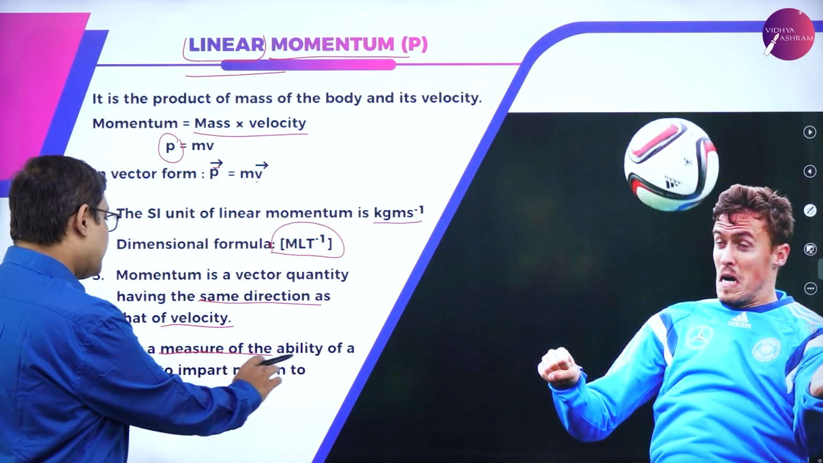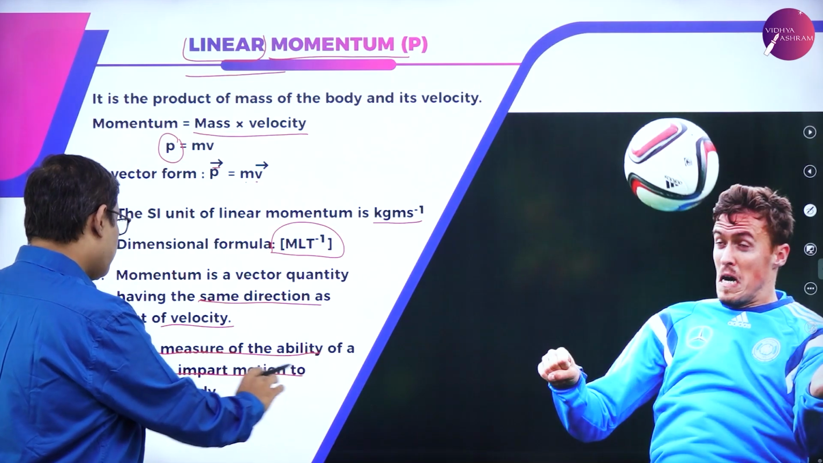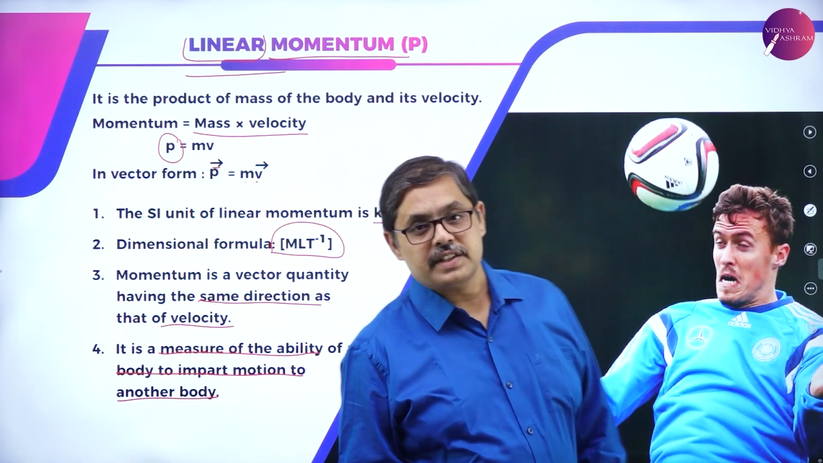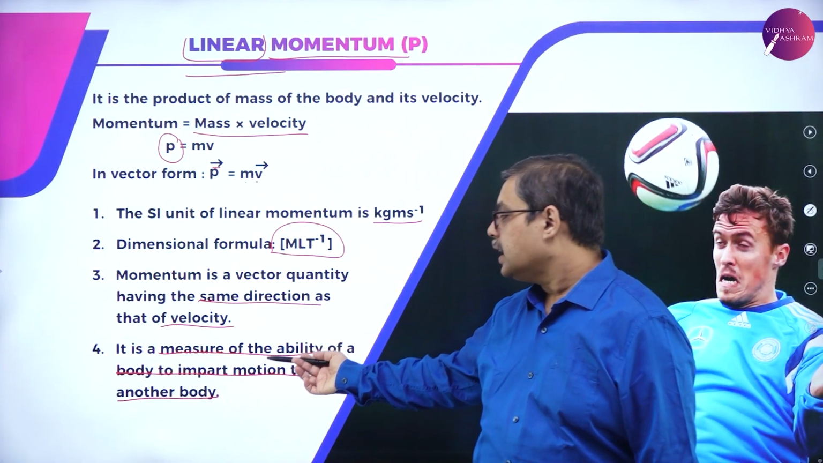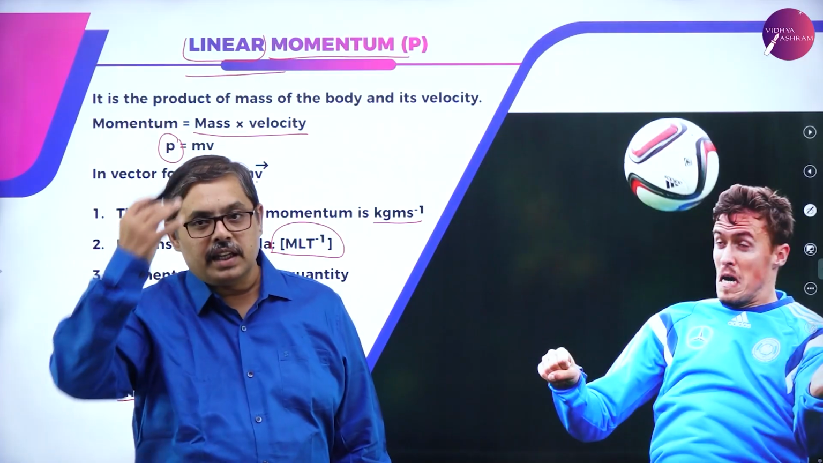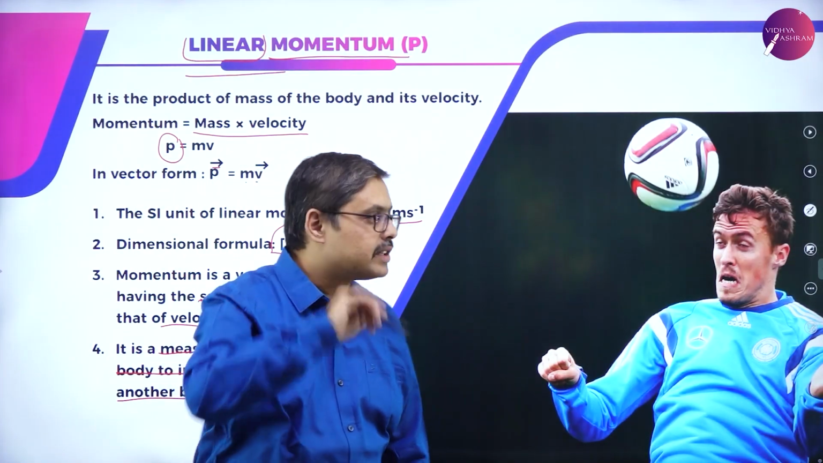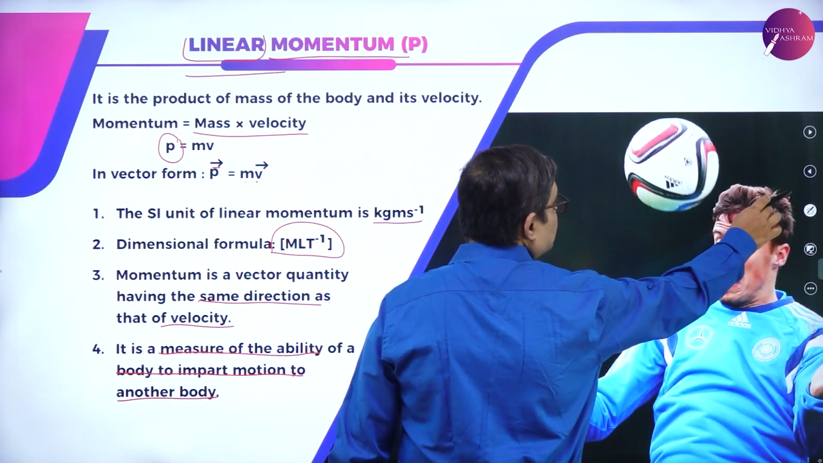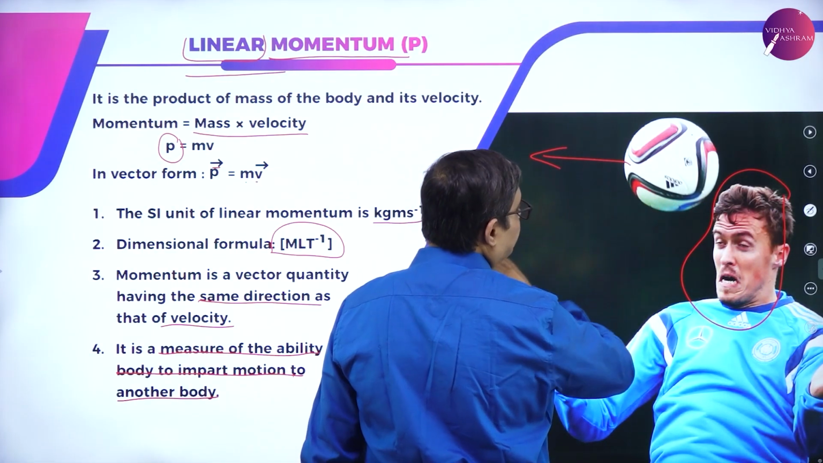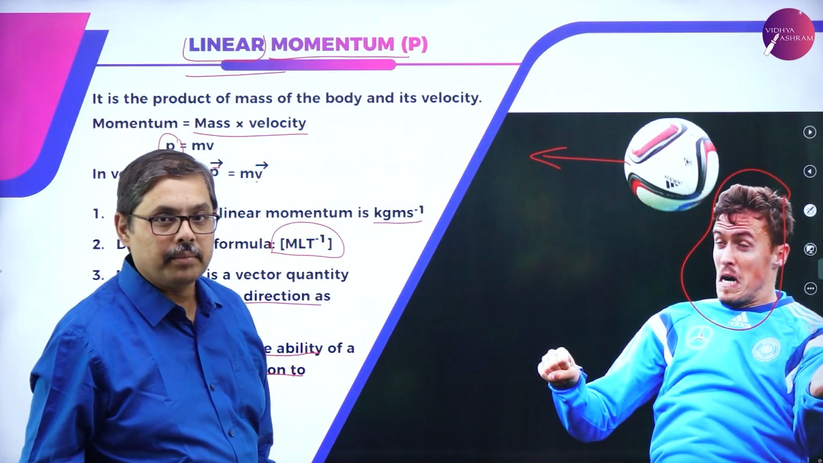It is a measure of the ability of a body to impart motion to another body. Please observe that definition. It says ability of a body to impart motion to another body. A football is coming near you, you give a header and give it some direction. Ability of this body to give a motion to this ball is called momentum.